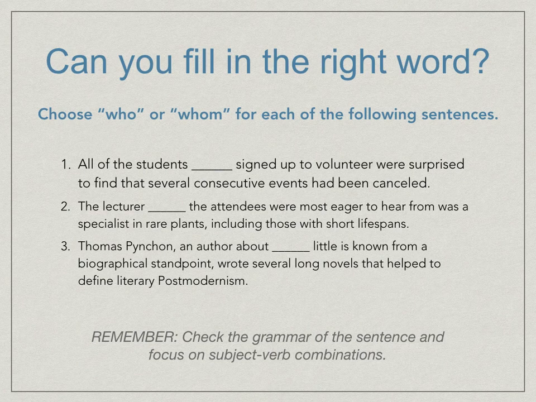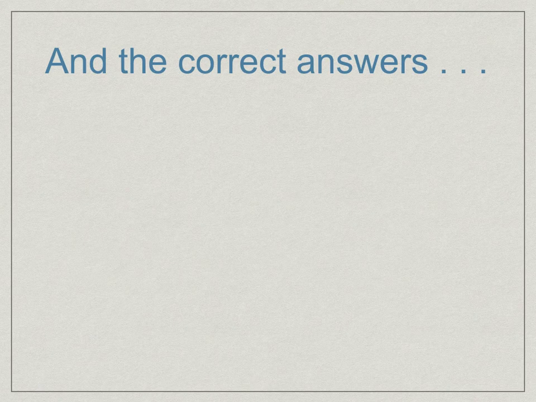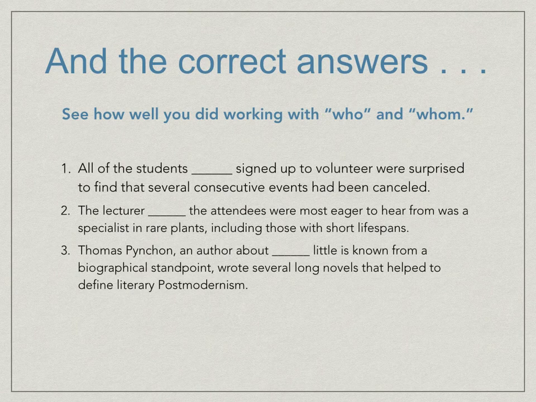Okay. And now the correct answers. So, let's see how well you did with these. Again, here are our sentences. And for the first one, remember, you should be looking for verb constructions or some other kind of construction, preposition, description that would signal there isn't a verb. But here we have, you keep reading, signed up to volunteer. So the students, yes, who signed up to volunteer would make sense there because those students are performing an action and you can refer back to them.